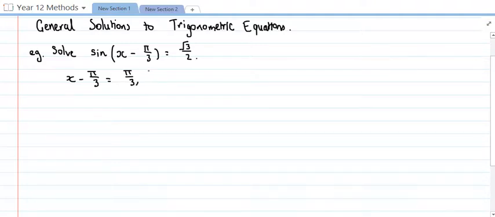Sine is also positive in the second quadrant, so 2 pi on 3. And continuing around, we would get 7 pi on 3 and 8 pi on 3. So adding pi on 3 to each side, we would get x equals 2 pi on 3 and x equals pi and x equals 8 pi on 3 and x equals 3 pi.